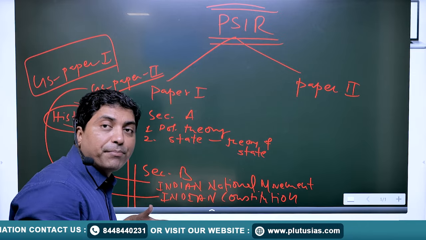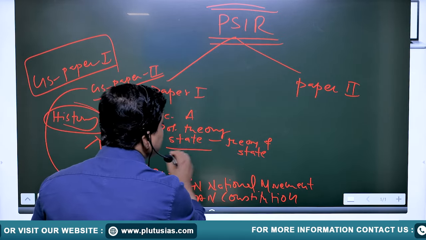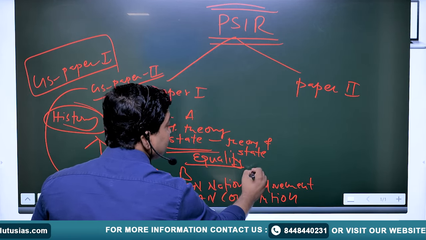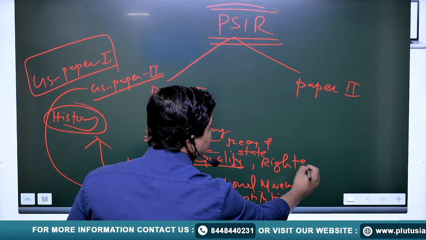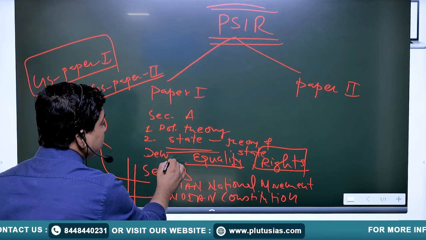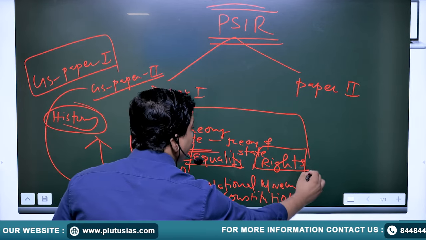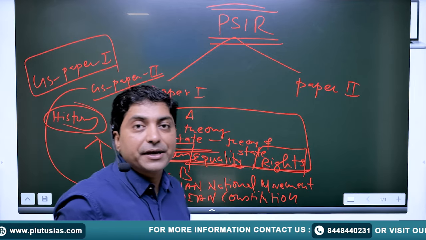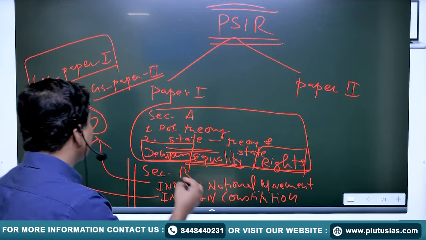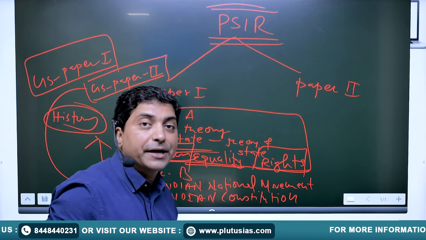Section B will help you a lot when you understand concepts like equality and rights, which are very important to understand polity, like democracy. So section A makes the ground for section B of paper 2. GS paper 2 is entirely captured by section B.